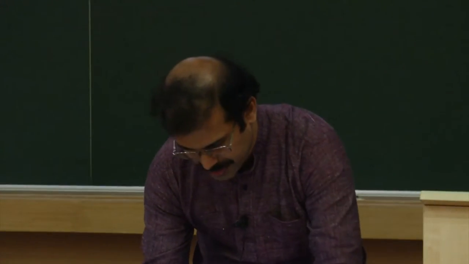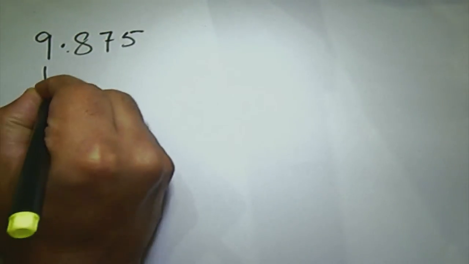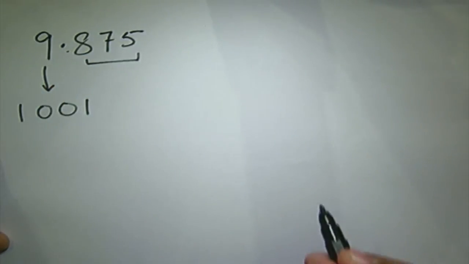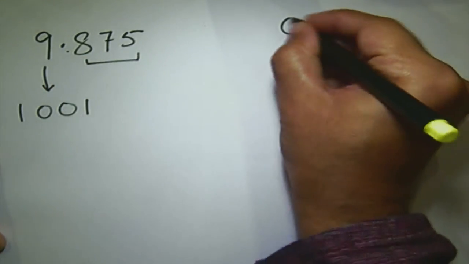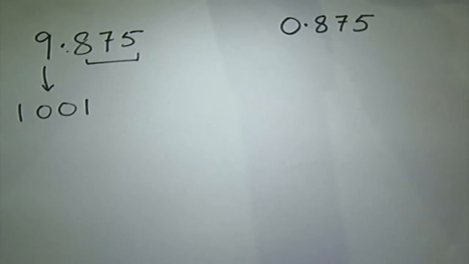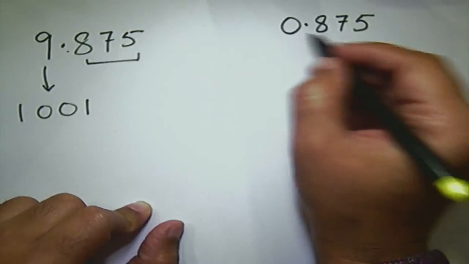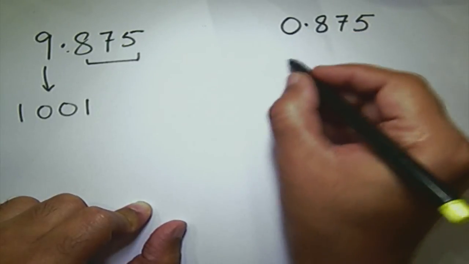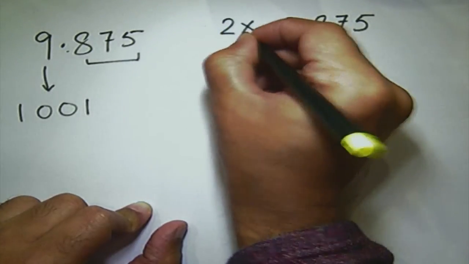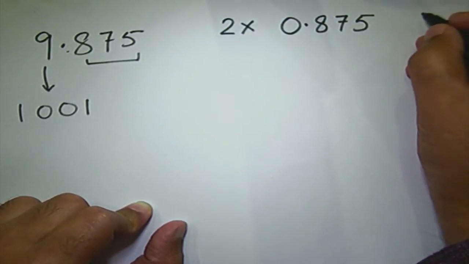Right? So we said 9.875 and we could represent 9 using 1001. We want to know what 0.875 would be in binary. So what would 0.875 be in binary? This is a number that is less than 1. So what we could do is, to first represent this in binary, let's try to multiply it by 2. So I'll show the multiplier over here and let's remember that we have multiplied by 2.